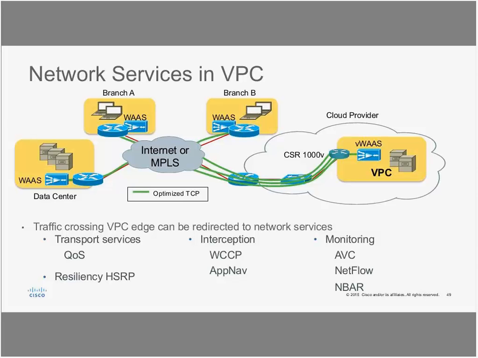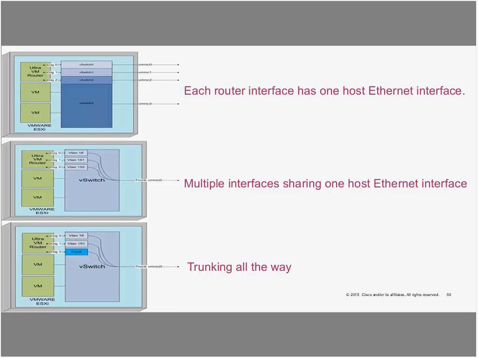It can do monitoring for NetFlow, NBAR. It provides HSRP and QoS services as well. It optimizes your cloud traffic through different vWAAS, WCCP, and other monitoring tools that we have. It can be deployed as a virtual machine. It needs a minimum of 3 interfaces, and you can scale up to, I think, 32 interfaces per virtual machine.